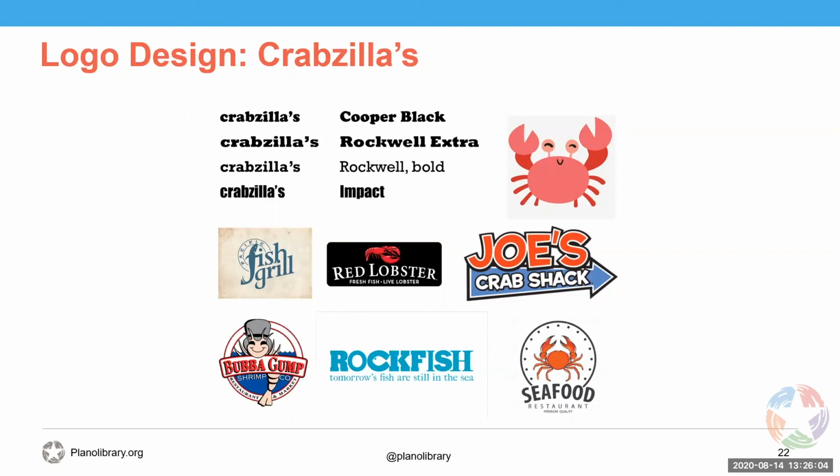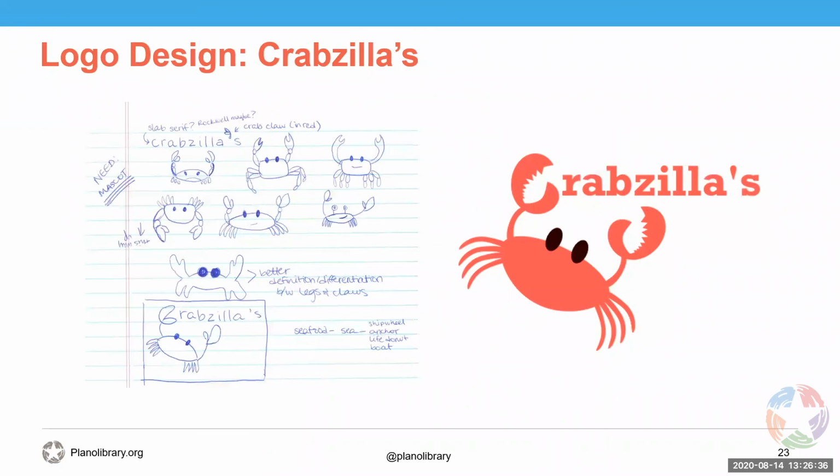And then I also looked at other logos from different restaurants to both separate myself from other restaurants, but also not venture too far away, because all of these look a little bit similar. You can see a lot of them have a mascot. And I decided that I also wanted to have a mascot for Crabzillas to attract families that wanted to eat together. So I started drawing on regular lined paper, and you can see my doodles and what I was thinking. Some of these are very goofy, and I'm sorry about that.